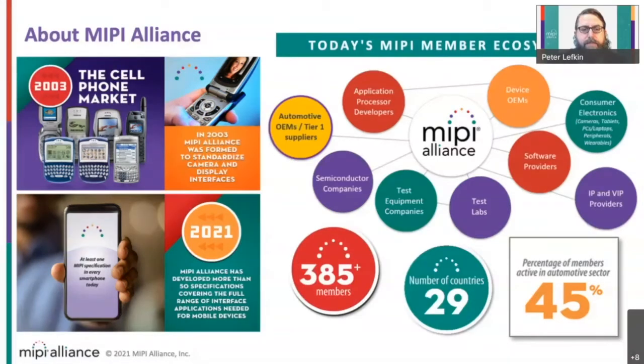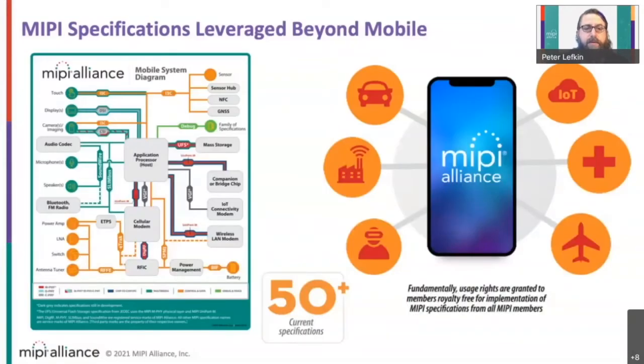As we evolved over time and the specifications were implemented, the ecosystem grew out. So you have the test equipment companies, the test labs, the IP and VIP providers, consumer electronics companies, software providers, and more, which is the focus of today, the automotive OEMs and tier one suppliers. And many of the MIPI members, you'll see on the next slide, do supply into automotive, and have for a long time.